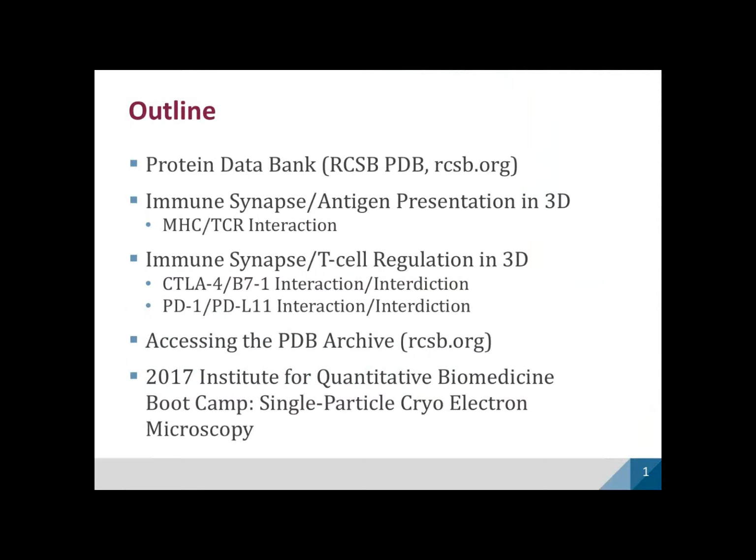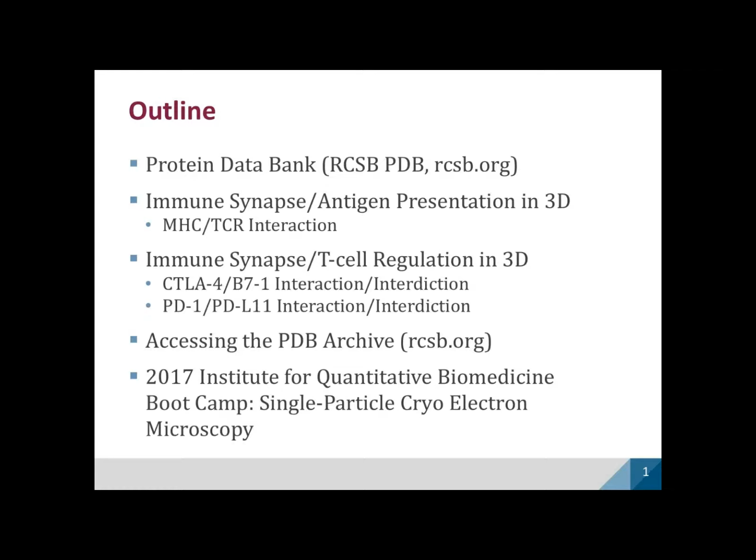Then I'll actually show you in 3D how the molecules that we've been looking at in cartoon form are actually working on the surface of antigen presenting and T cells. I'll show you both how antigens are presented and then the down-regulating interactions that occur with CTLA-4 and PD-1 and how those can be interdicted with monoclonal antibodies. And then I'll give you a very, very brief primer on how to access the Protein Data Bank.